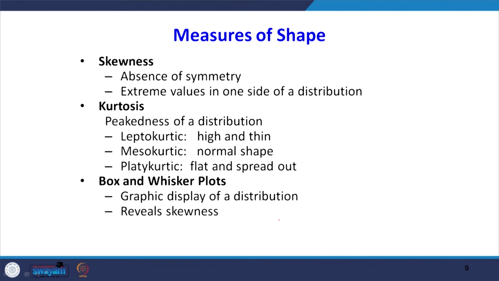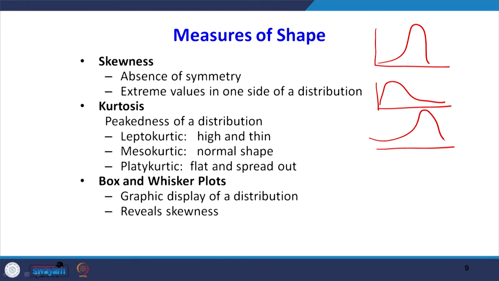The next measure is the shape of the set of data, that is, what distribution it follows. We can see skewness, kurtosis, and the box and whisker plot; there are 3 methods. First, what is skewness? Skewness is the absence of symmetry. As I told you, this is left skewed data, this is right skewed data, and this is symmetric data. This absence of symmetry can be measured with the help of skewness. The application of skewness is to find out the nature of the shape, whether it is skewed or symmetric.